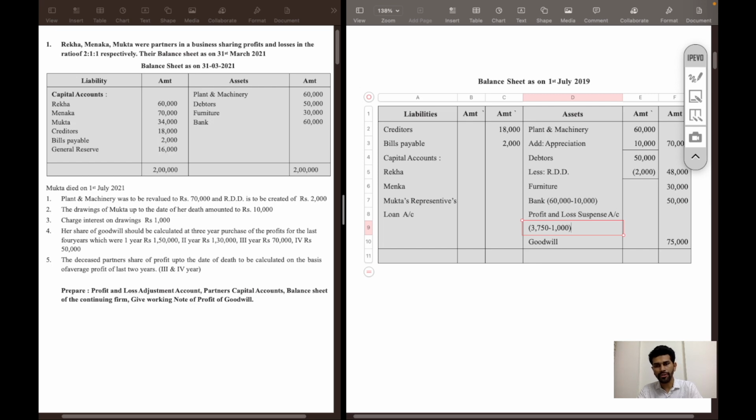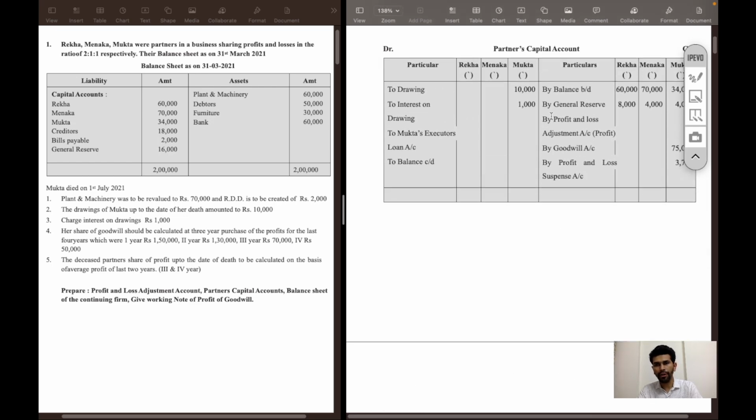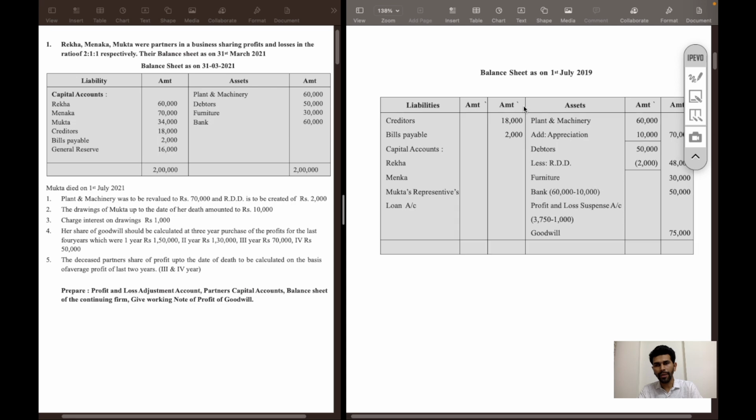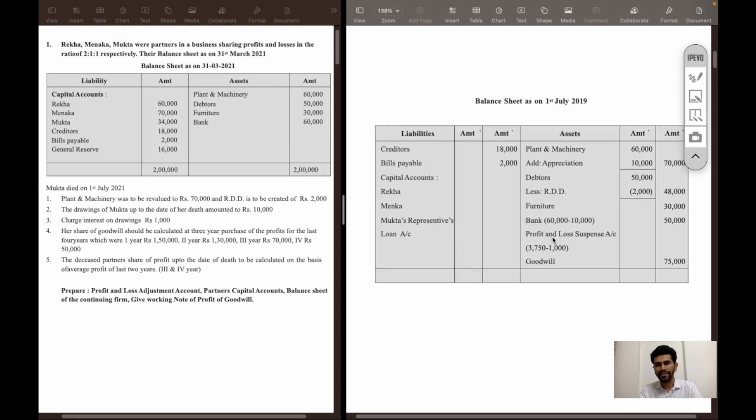1,000 rupees interest on drawings. First effect we have given on partners capital account debit side, to interest on drawings. Second effect will be balance sheet asset side. We will reduce the amount of profit of Mukta by 1,000 rupees. Remaining amount 2,750 rupees will be in the outer column.